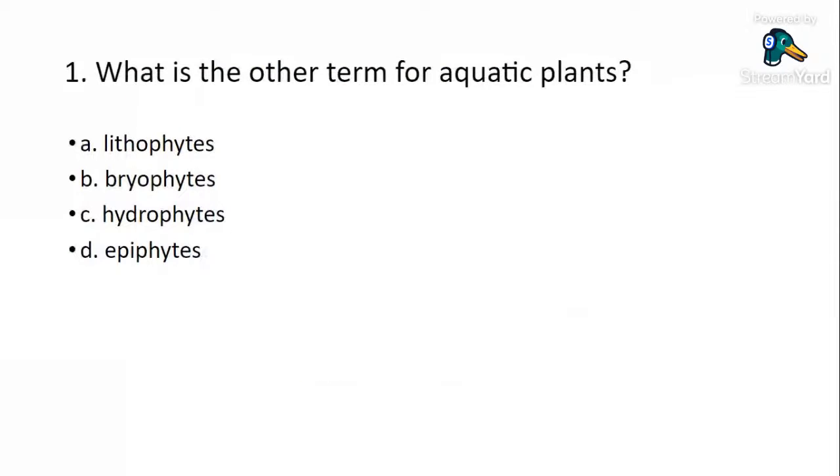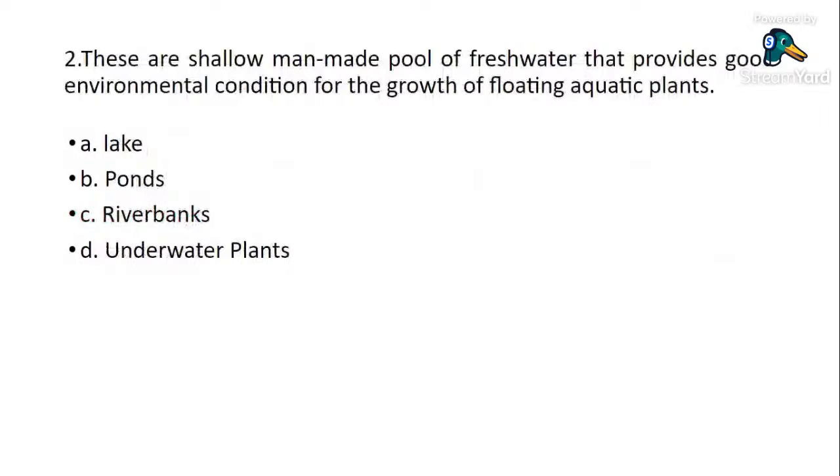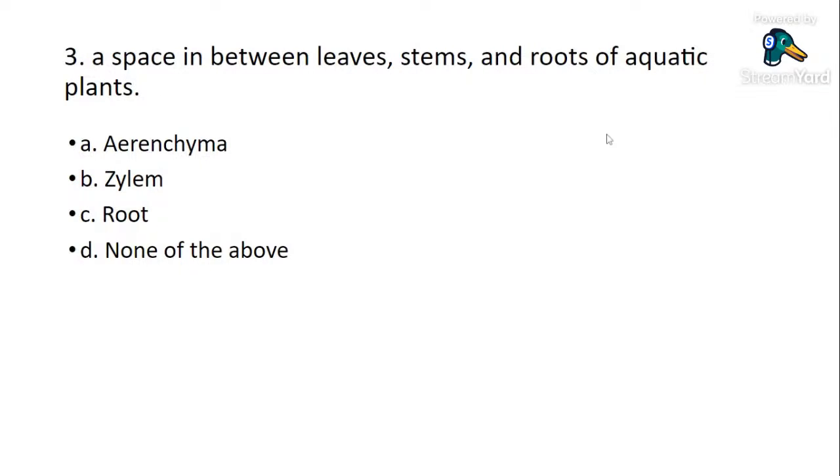Okay, what is the other term for aquatic plants? Hydrophytes. Okay, these are shallow man-made pool of fresh water that provides good condition for the growth of floating aquatic plants. So ang ponds. Okay, a space in between leaves, stems, and roots of aquatic plants? Tawag na kato flotation or aerenchyma.